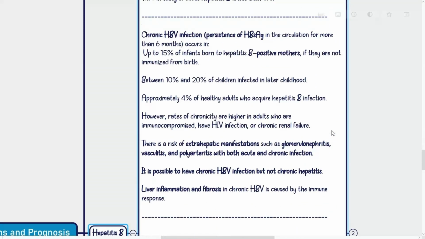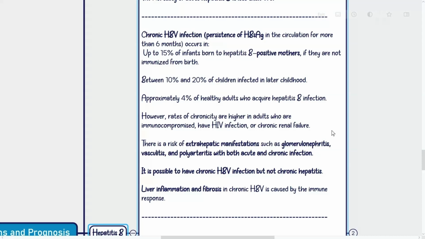Chronic HBV infection, persistence of hepatitis B surface antigen in the circulation for more than 6 months, occurs in up to 15% of infants born to hepatitis B positive mothers if they are not immunized from birth, between 10% and 20% of children infected in later childhood, and approximately 4% of healthy adults who acquire hepatitis B infection. However, rates of chronicity are higher in adults who are immunocompromised, have HIV infection, or chronic renal failure.